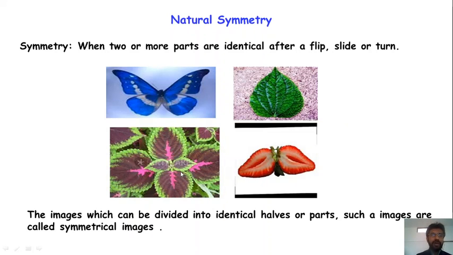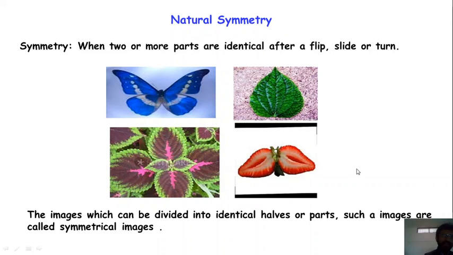In this third picture, these are a number of leaves of a plant, and in every leaf we can say that there is symmetry. Similarly, we can observe symmetry in every fruit also. This is one fruit. If we divide it into two parts, then we can see that there is also symmetry. Therefore, images which can be divided into identical parts are symmetrical images.